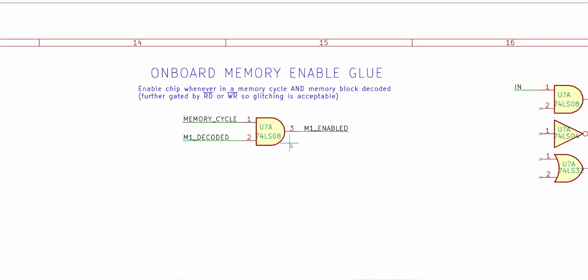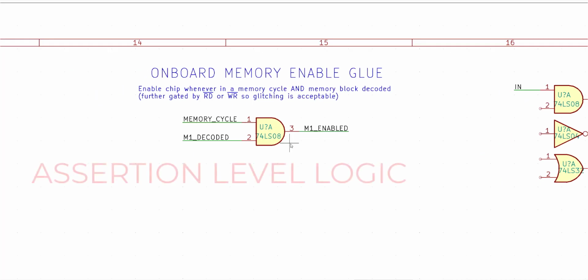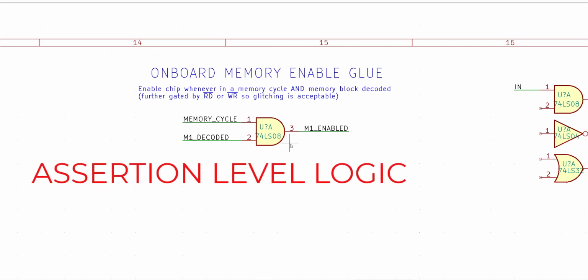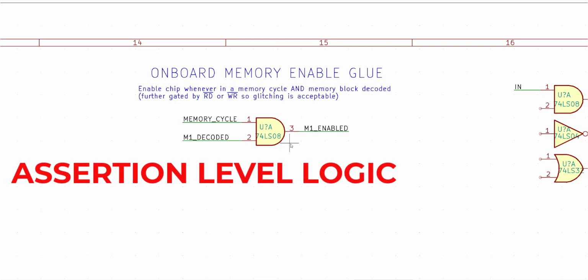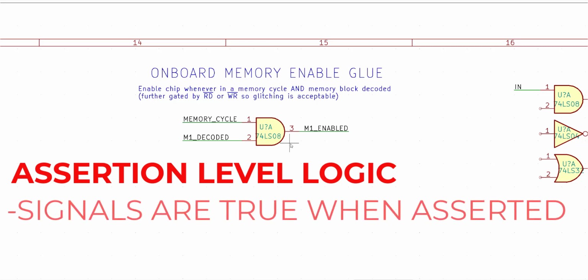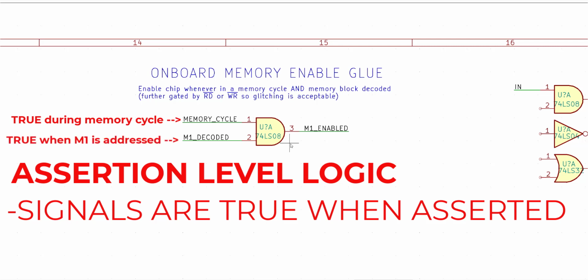So I have two habits when I draw these diagrams. The first is that I use assertion level logic. And the second is that I use functional rather than actual signal names. By assertion level logic, I mean that when I write down a signal name, in this case like memory cycle, I'm implying that that signal is true when it's asserted. So that line memory cycle goes true whenever we're in a memory cycle. And just like M1 decoded goes true whenever M1 has been decoded by the address decoder. And the output of this, M1 enabled, will go true when it's time to enable that chip.